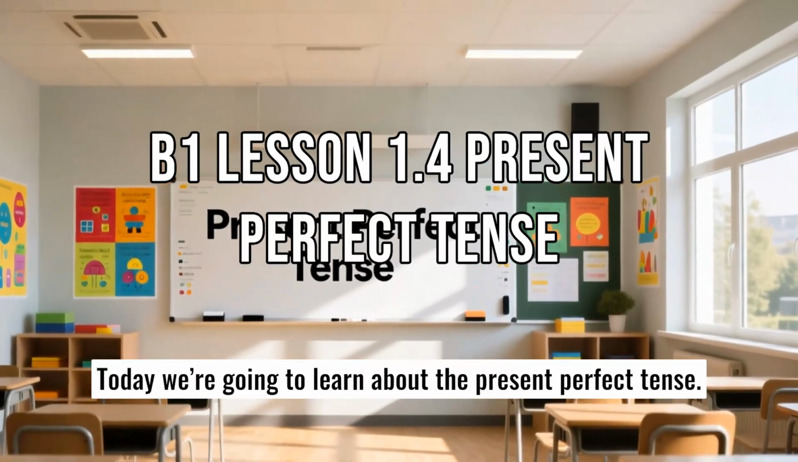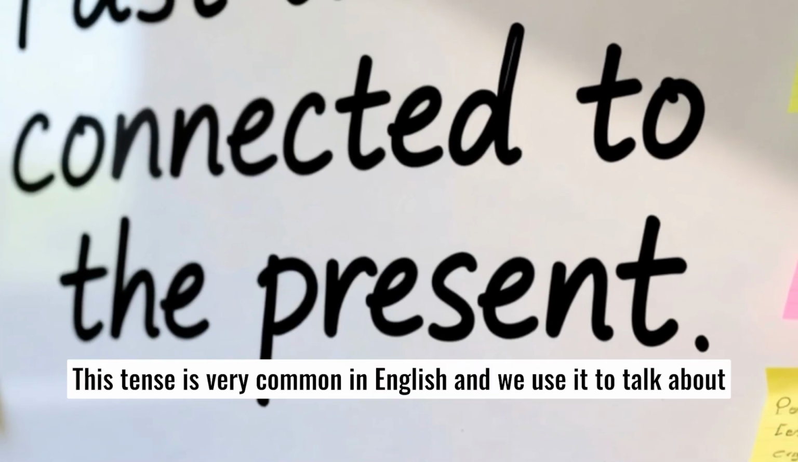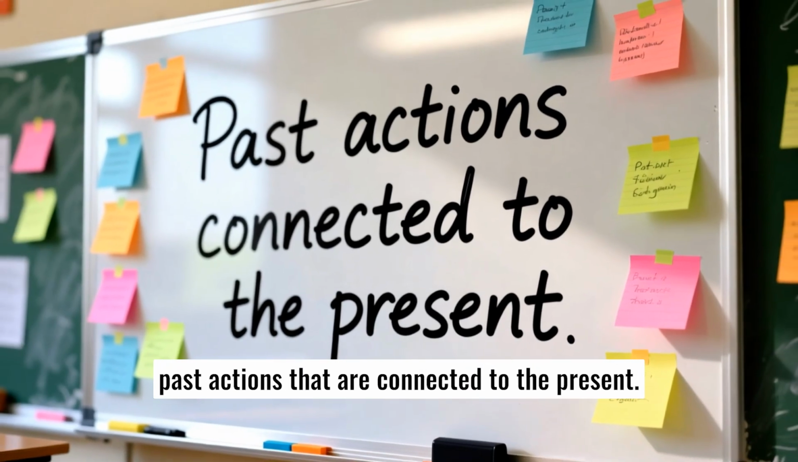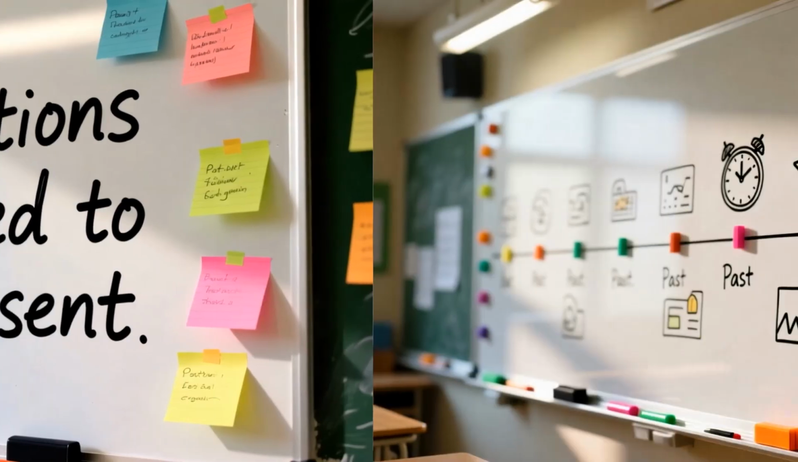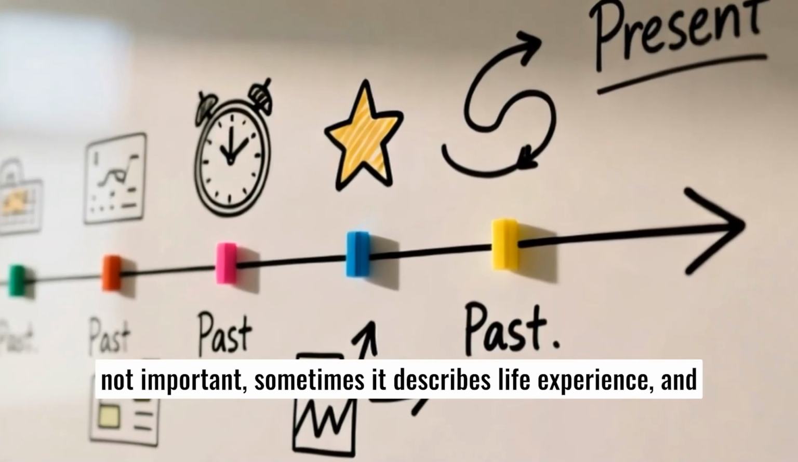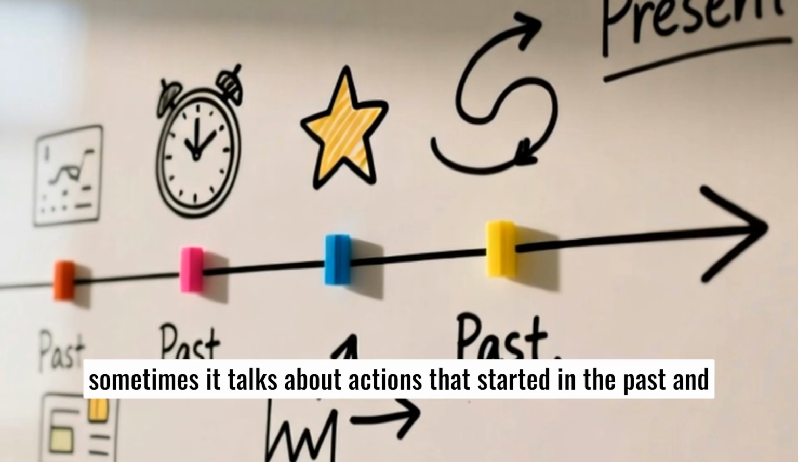Today we're going to learn about the present perfect tense. This tense is very common in English, and we use it to talk about past actions that are connected to the present. Sometimes the action happened in the past, but the exact time is not important. Sometimes it describes life experience, and sometimes it talks about actions that started in the past and continue now.